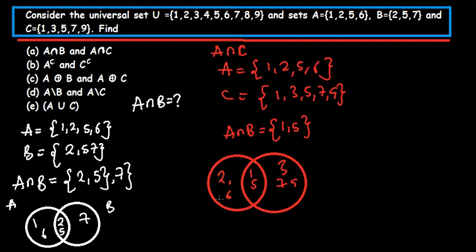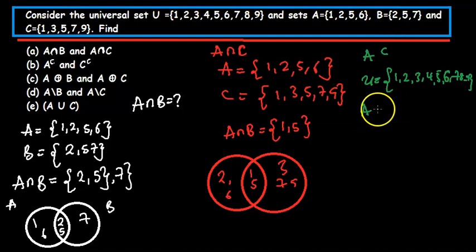The next problem, we are asked to find A complement and C complement. When we say A complement, what does that mean? It simply means it contains all elements in the universal set but not in set A. In this problem, our universal set is given to be 1 to 9: 1, 2, 3, 4, 5, 6, 7, 8 up to 9. And we have to find A complement. In this case, let's write down our A. Remember, our A is what? 1, 2, 5 and 6.